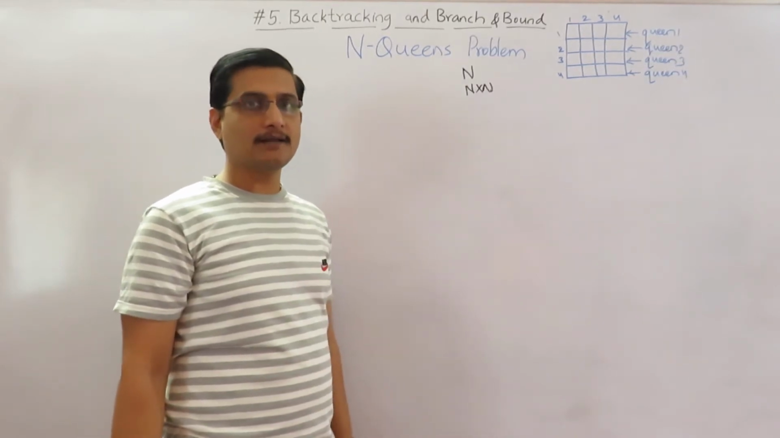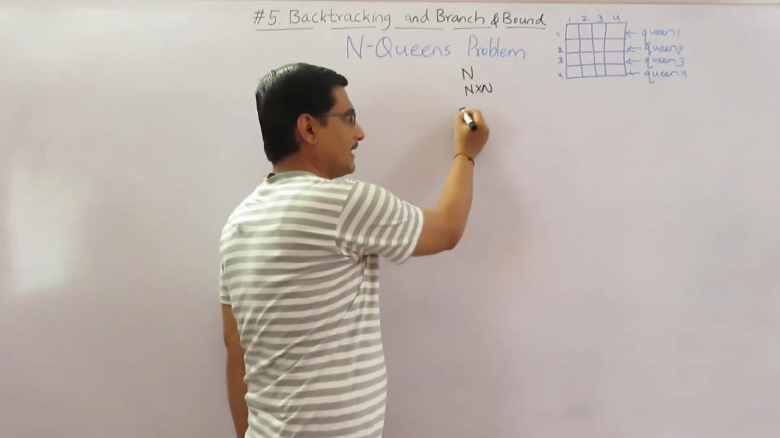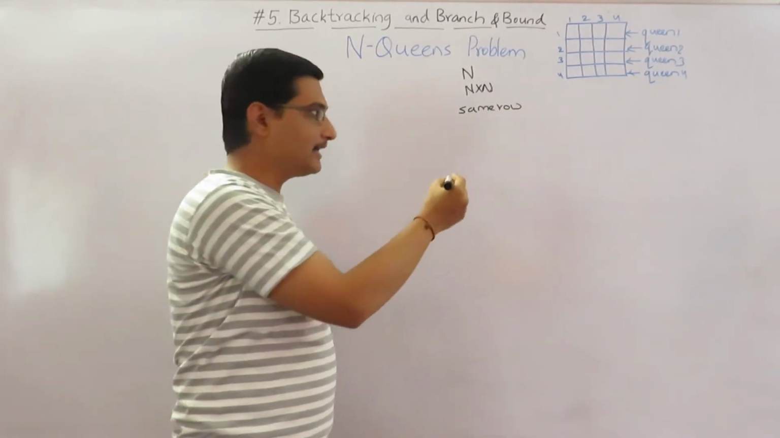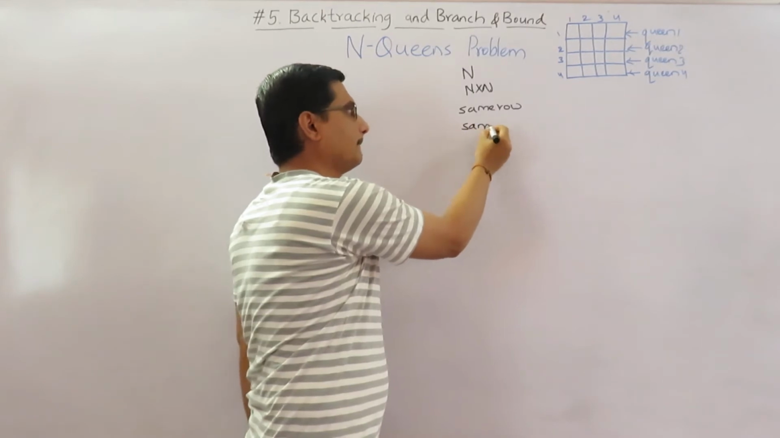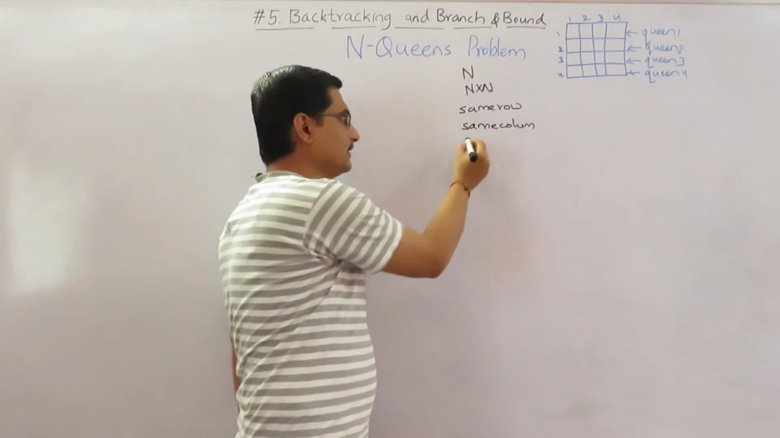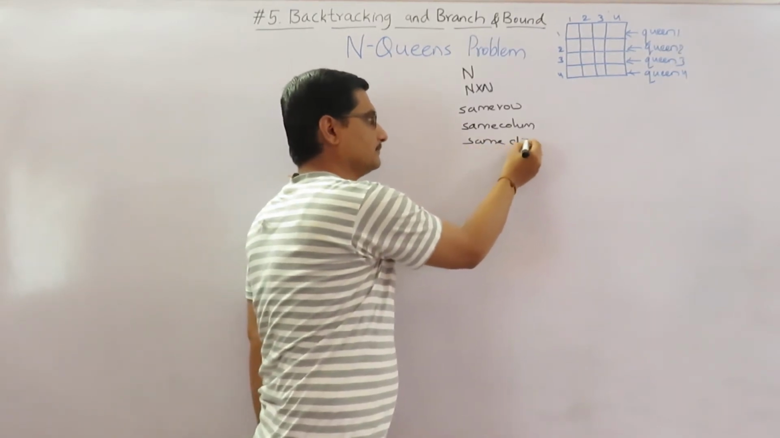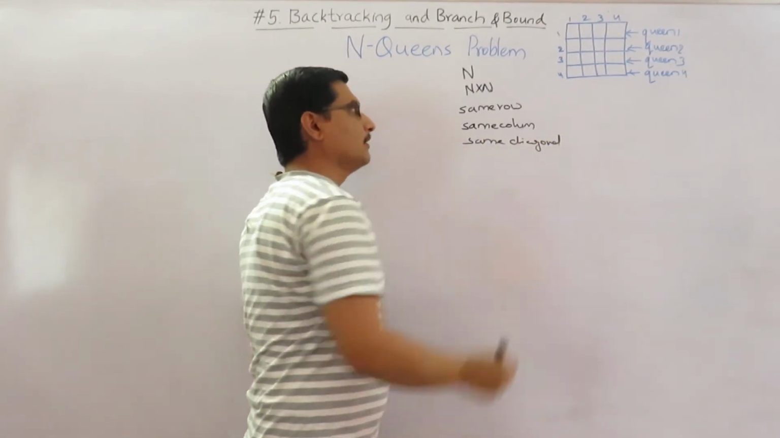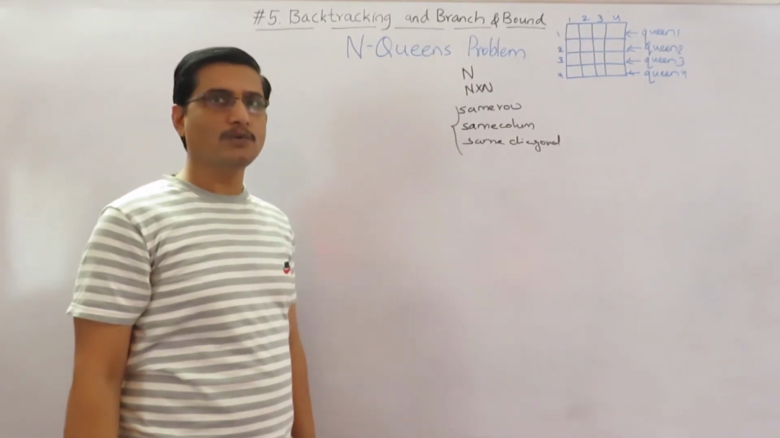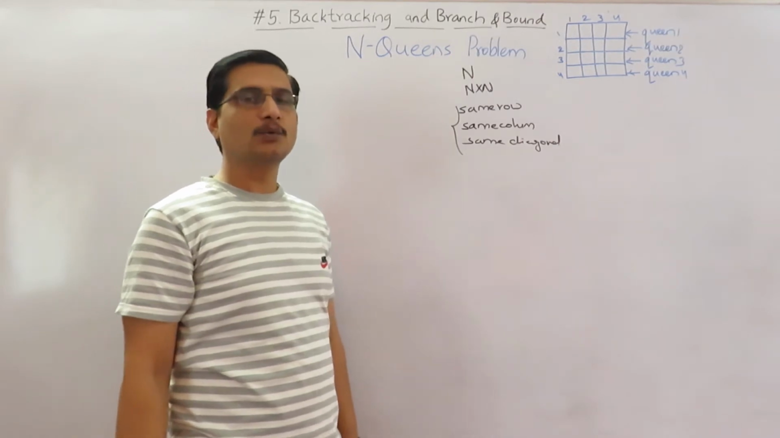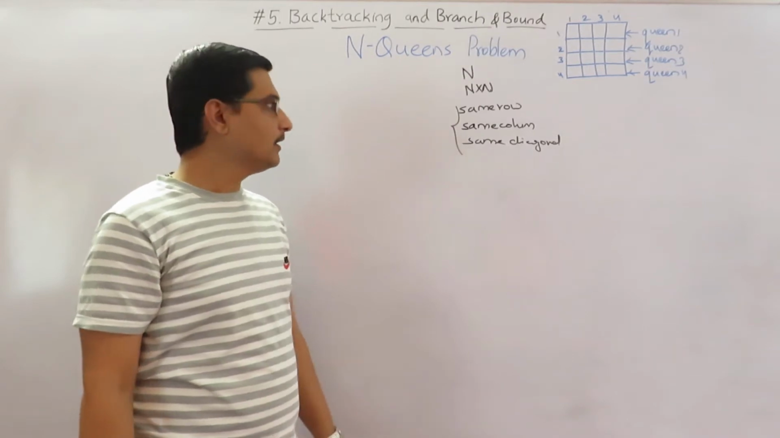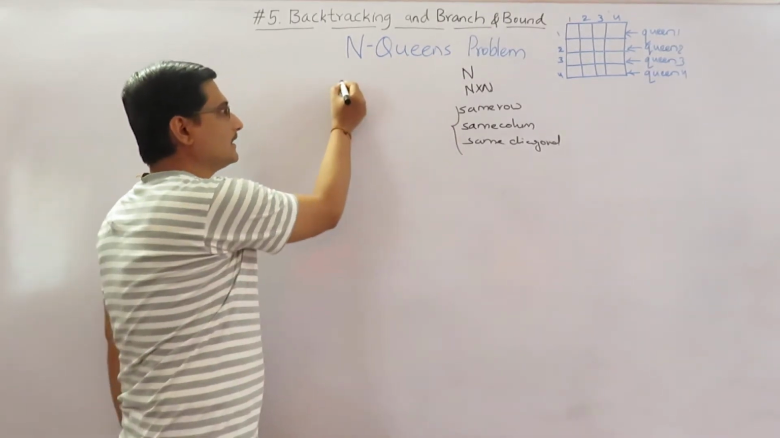They will attack if they are in the same row. They will attack if they are in the same column, or they will attack if they are in the same diagonal. So if we avoid these, then they will not attack each other. So we need to find the solution such that we place the queens such that they will not attack each other.